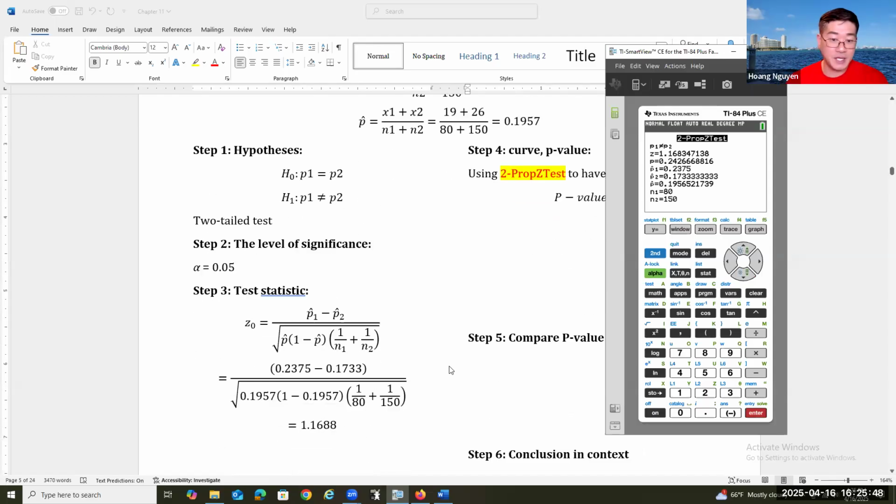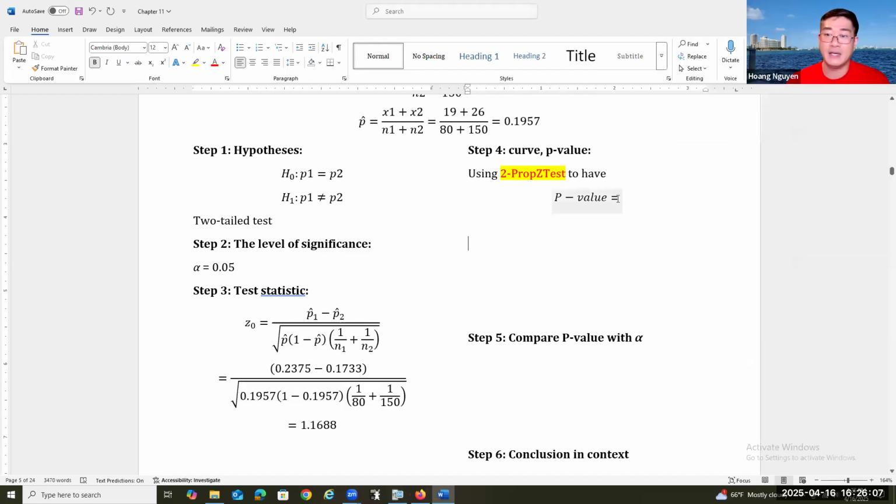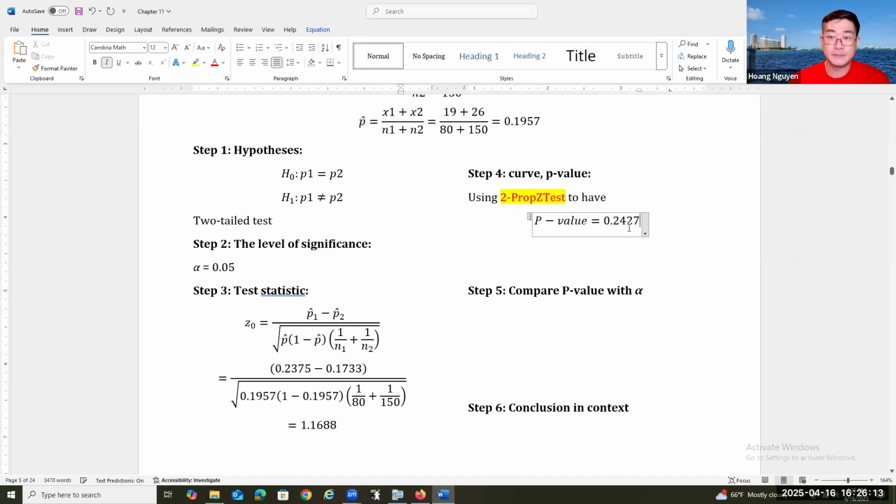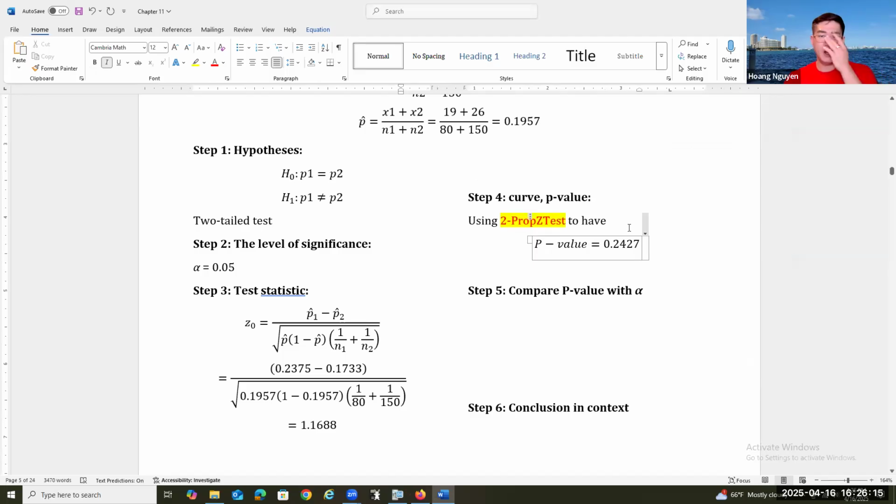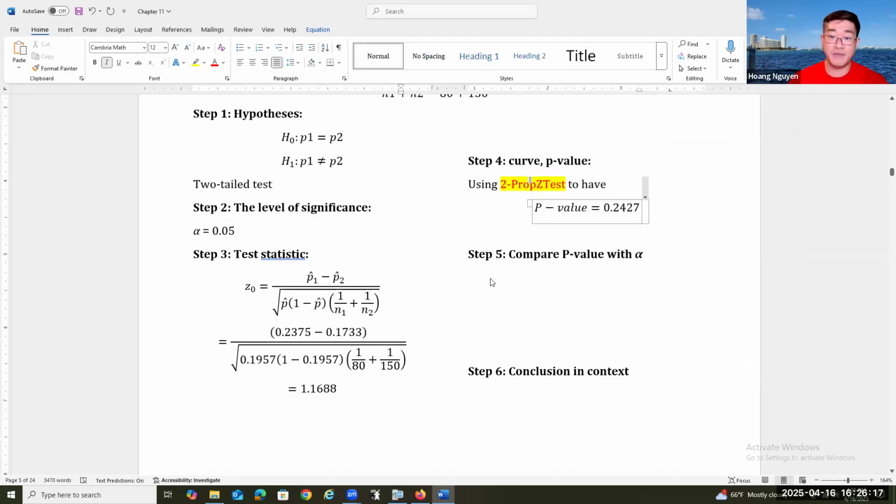So we have the answer for the test statistic, right? So this is going to be 1.1688. That's close enough, right? And then the p-value is equal to 0.2427. The second output is the answer for the p-value right here, 0.2427. Okay, so we just got the answer for the p-value.